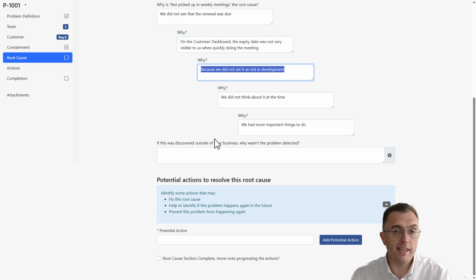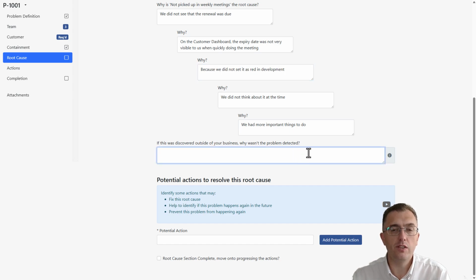But before we get onto the actions, because I'm jumping ahead as we all like to, if this was discovered outside of your business, why wasn't the problem detected? So this is your escape point. So how could we prevent problems like this in the future from escaping outside of our business?